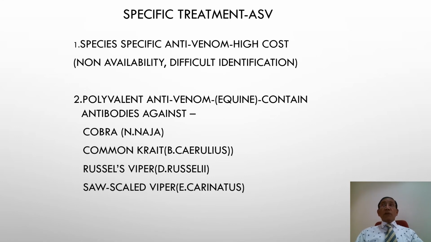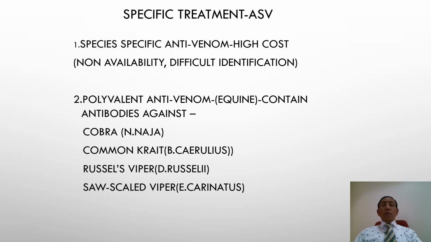Species-specific anti-snake venom is available at some places, but it is very costly. But the main problem is that it is not possible to diagnose what type of snake it was. Was it a cobra? Was it a krait? If you don't have a classical picture, or if you don't know, then there's no point in using a species-specific antivenom, and it is not available also.